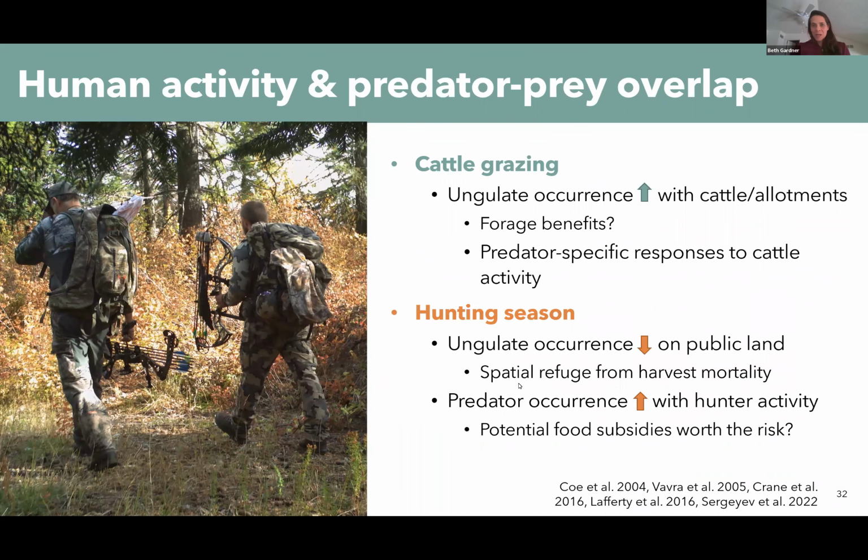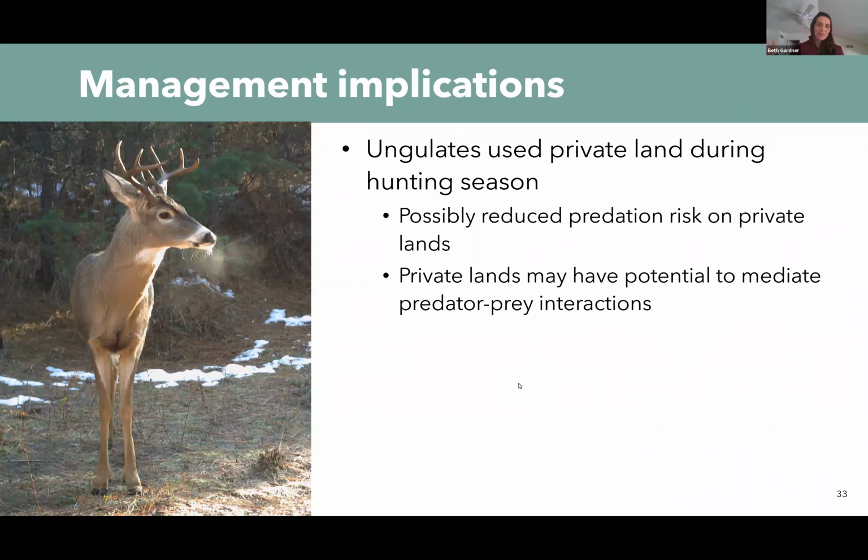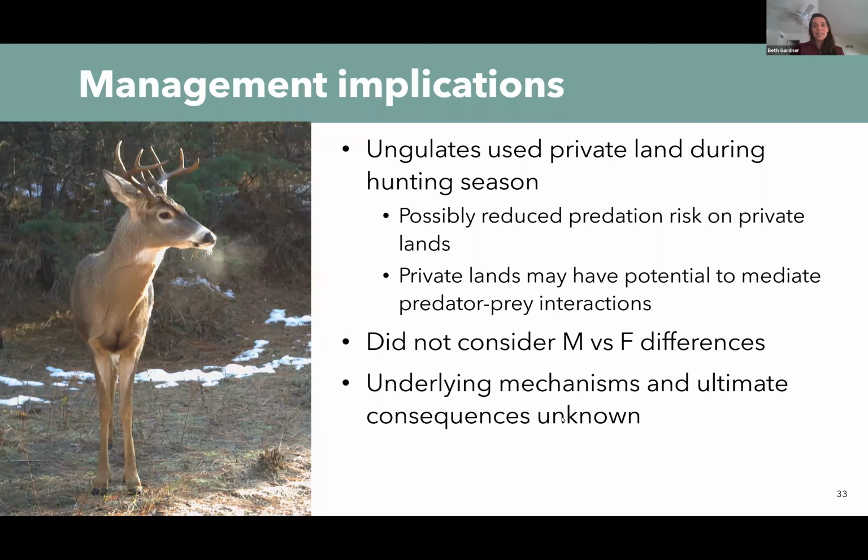So let me think, I have one kind of, here we go. Essentially, one of the big things we saw was that ungulates were using private land during hunting season, and that possibly is to reduce predation risk on private lands. So it's possible that private lands may have that potential to mediate some of the possible predator-prey interactions. An important note is that we didn't consider differences between male and female ungulates. And again, we can't say anything about that underlying mechanism.